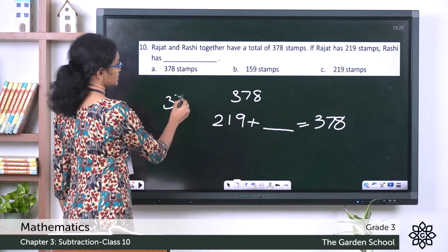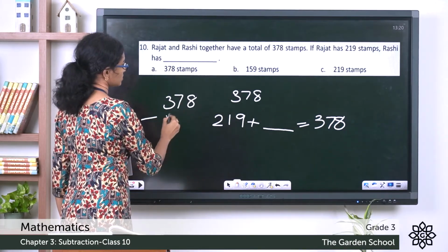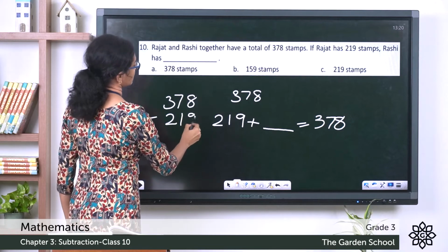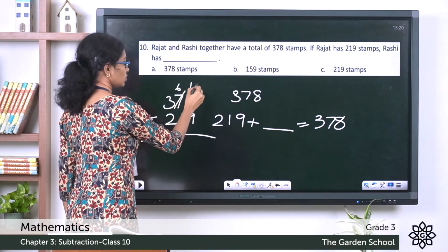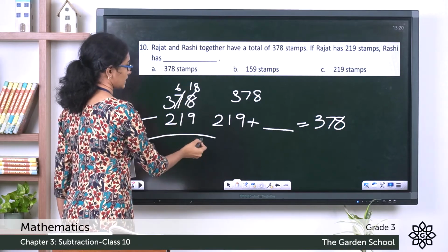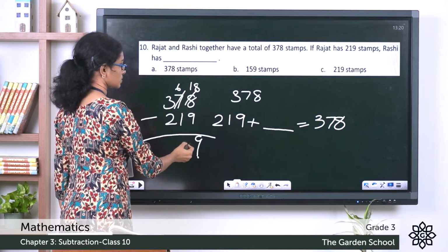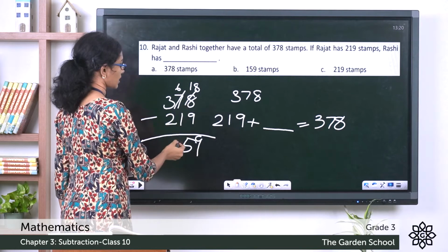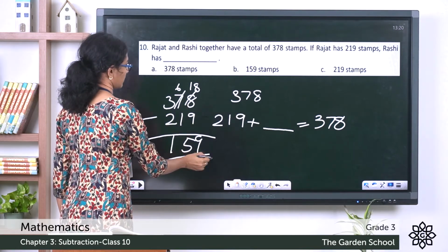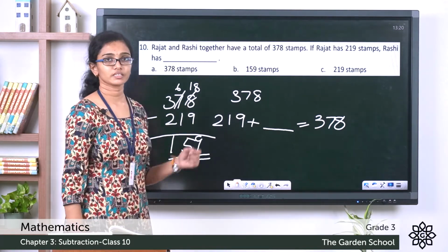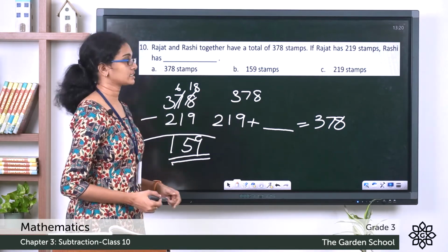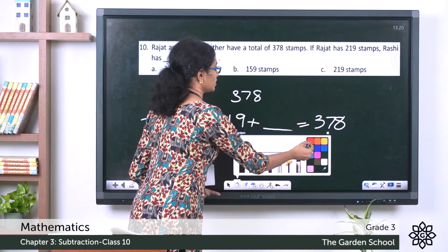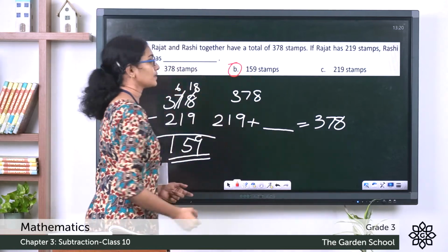This 378 minus 219. So, we borrow and regroup. So, 18 minus 9, it is 9. 6 minus 1, it is 5. And 3 minus 2, it is 1. So, how many stamps Rashi has? Rashi has 159 stamps, which is option B as per the question.